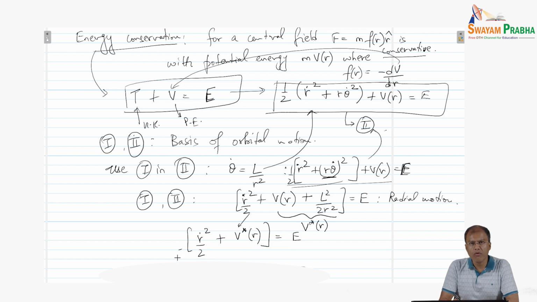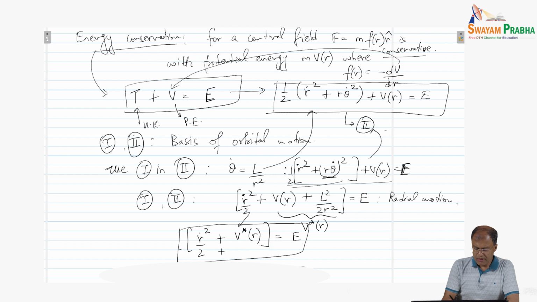Notice, people who are watching, that this equation is very similar to the conservation principle in 1D, as if the motion is only along the radial direction. In 1D it was x dot square by 2 plus V of x is equal to E. So here we have clubbed the two terms to define an effective potential V star. So V star is the effective potential.